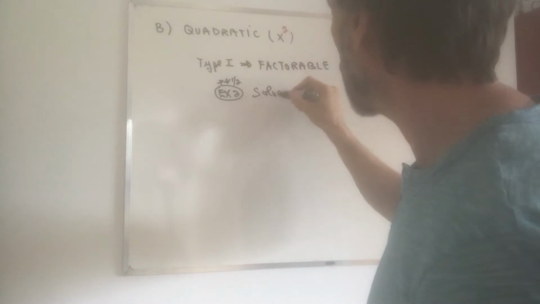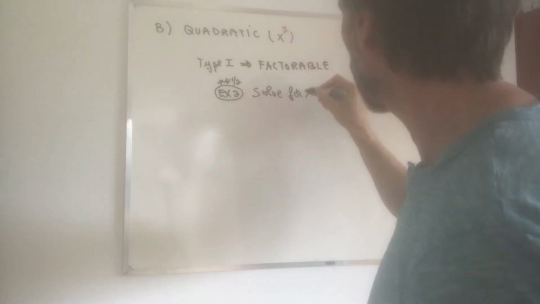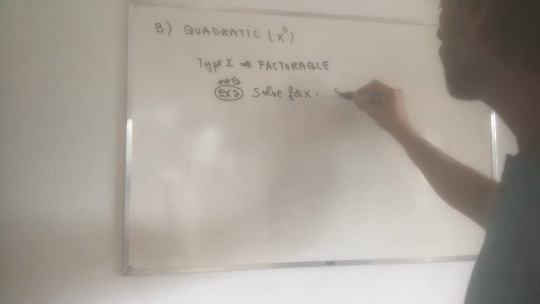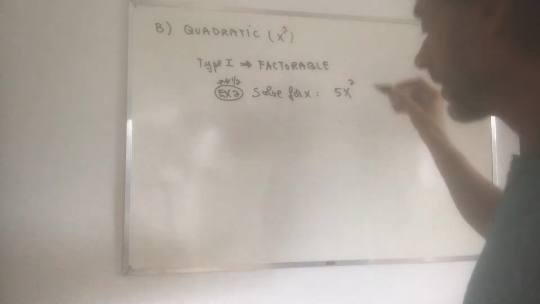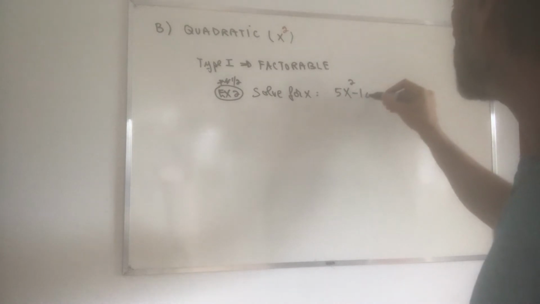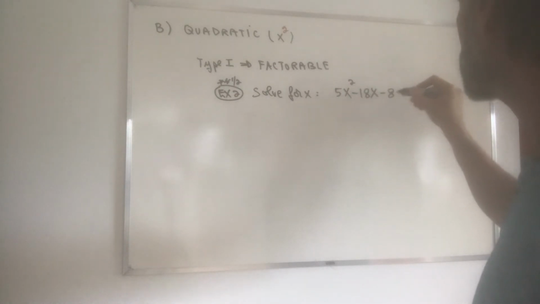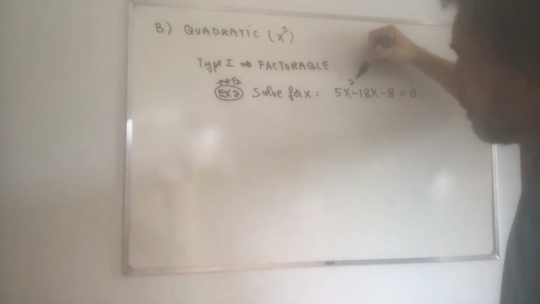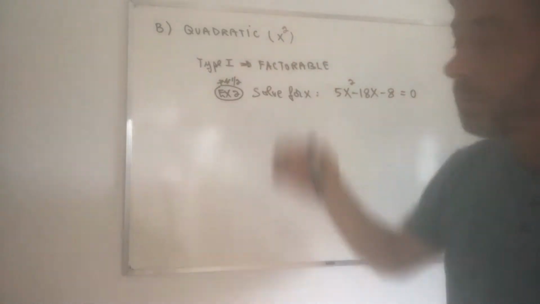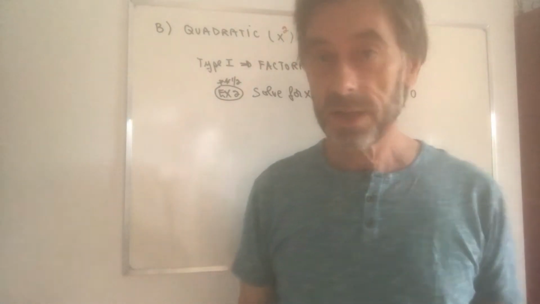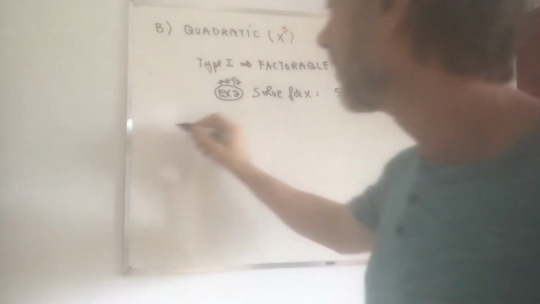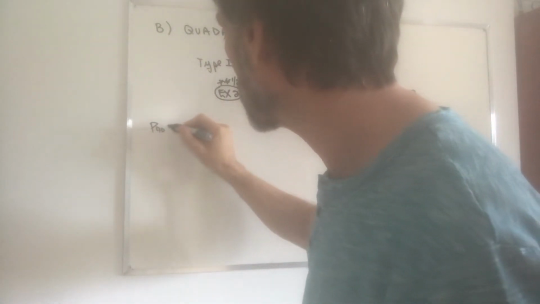So solve for x, and my equation is 5x squared minus 18x minus 8 equals 0. Notice the presence of an x squared. That means that we are in the presence of a quadratic equation. Now this actually apparently factors out very nicely. Let's find out how it does.